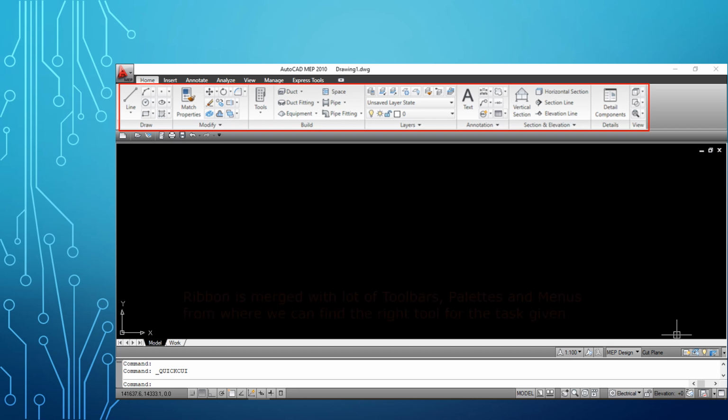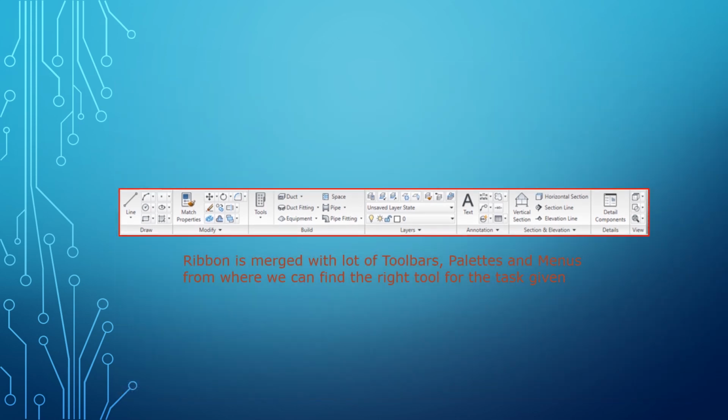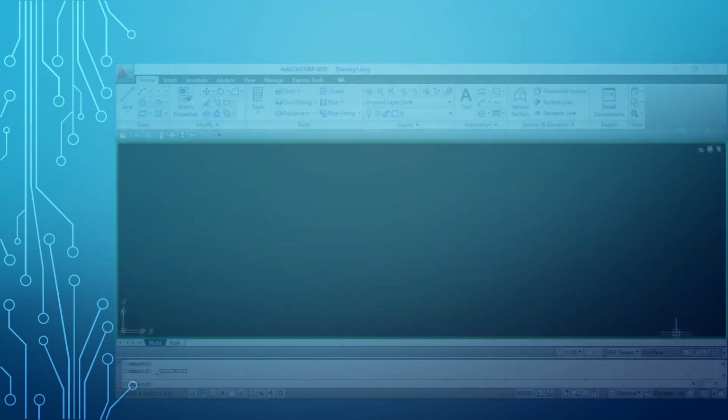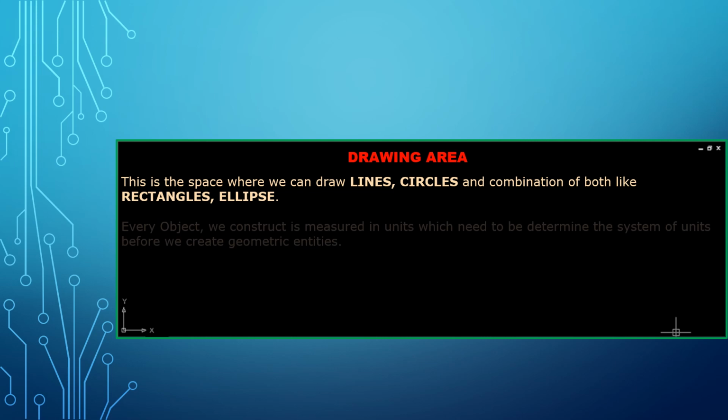Next is the ribbon. The ribbon is merged with a lot of toolbars, palettes and menus from where we can find the right tool for the task given. Then the drawing area, which is very important to draw lines, circles and combinations of both like rectangles and ellipses.